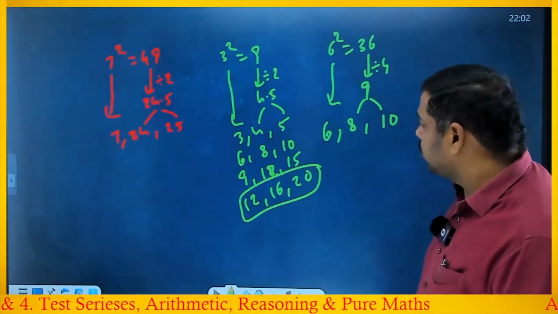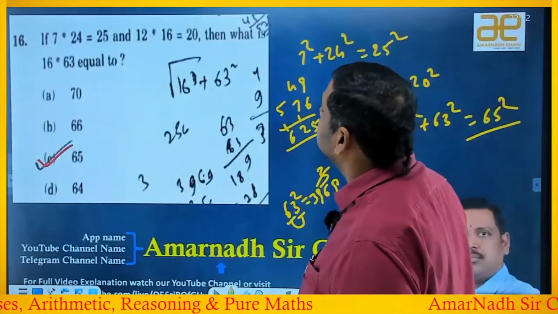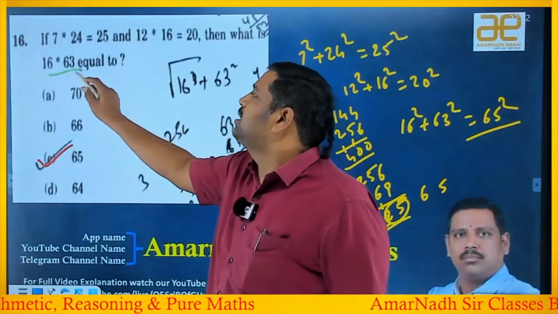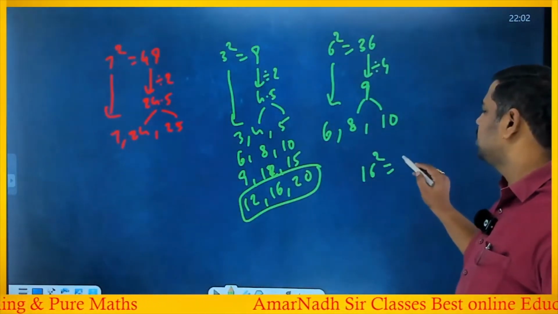Okay, the other one that you can take is, good. So if you observe 16 and 63, right? Now number 16 is an even number, right? 16 square is 256.